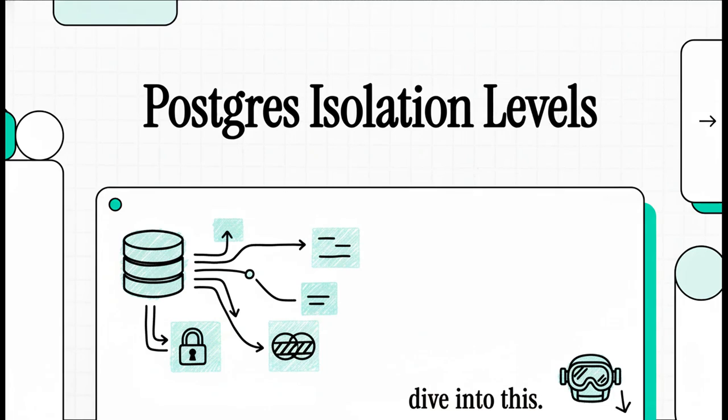All right, let's talk about something that trips up a ton of developers, even experienced ones: PostgreSQL transaction isolation levels. If you've ever found yourself staring at your screen wondering why your data literally changed in the middle of a single operation, you are in exactly the right place.